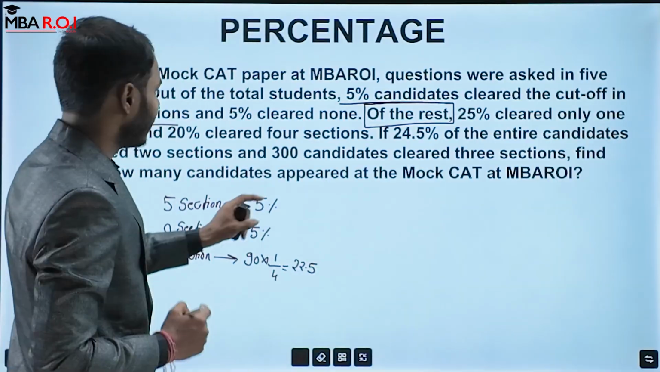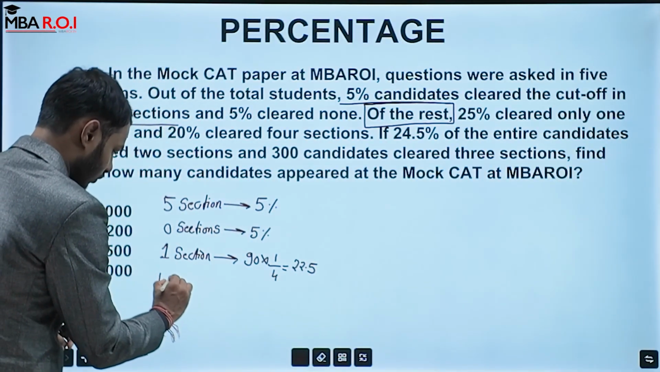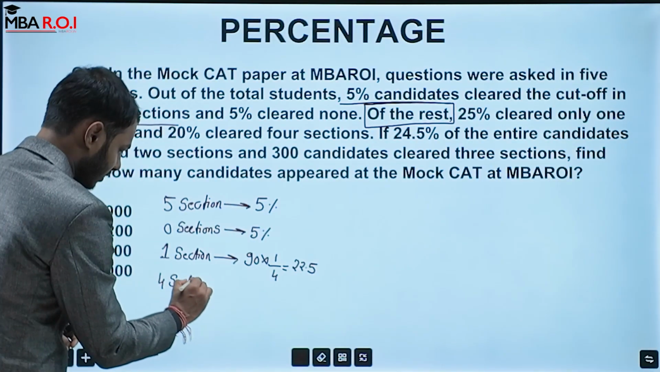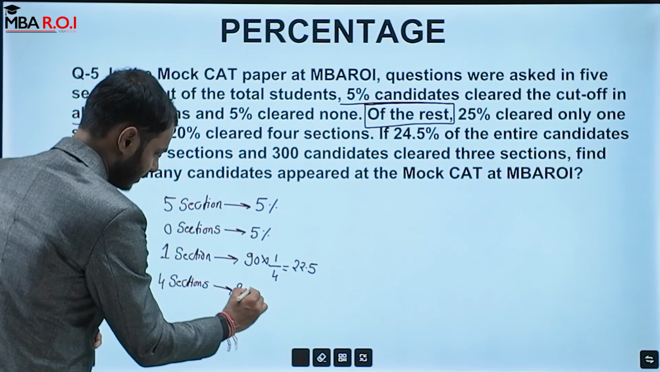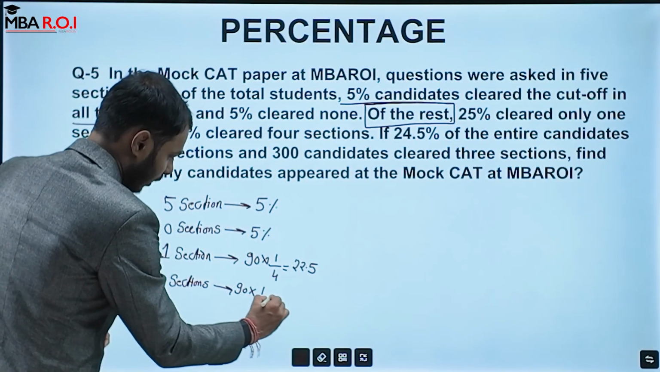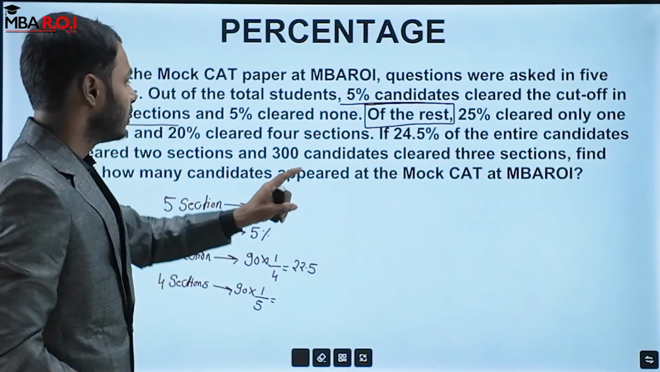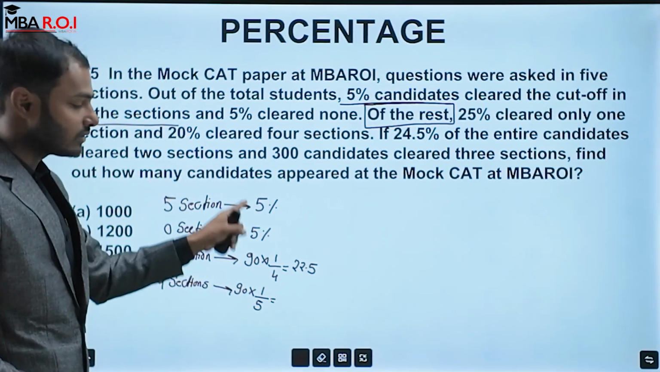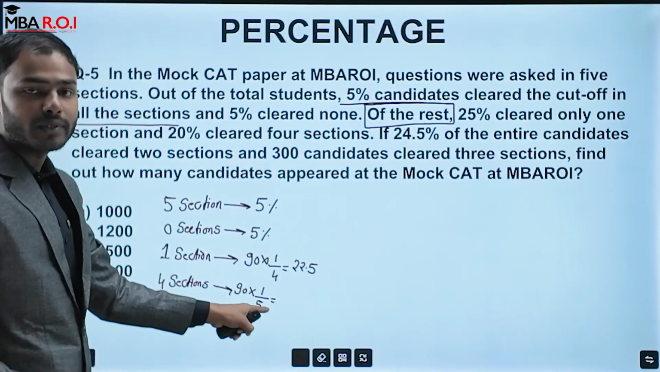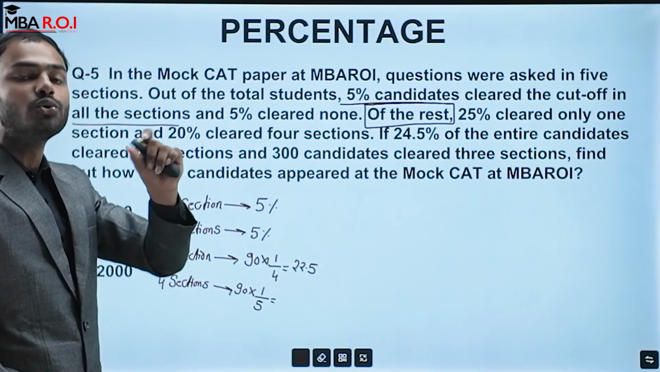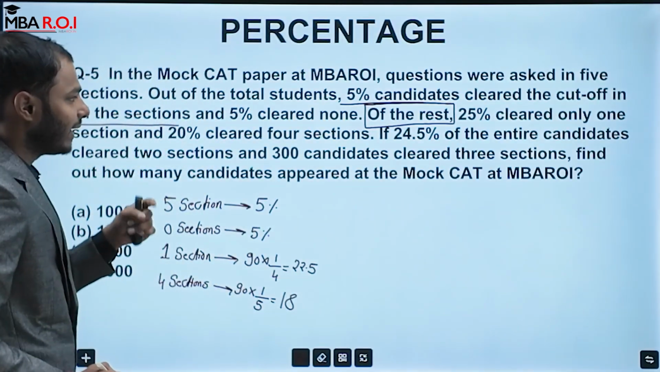Now next it says and 20% cleared 4 sections. So similarly this is also based on 90%. 4 sections cutoff was cleared by how many people? 90 times 1/5. Now remember, I have told you the concept of fraction to percent conversion. So similarly I am using 20%, which is 1/5. Similarly 25% was 1/4. So you need to use these things. So this will be how much? This will be 18%.